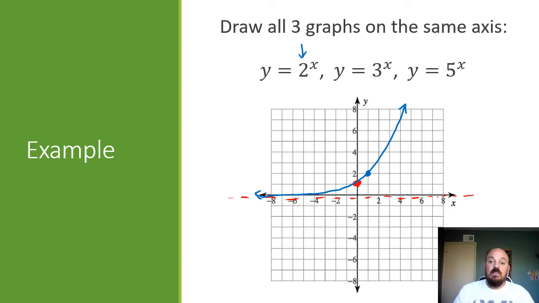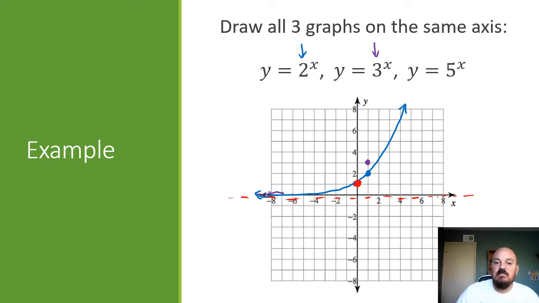Now let's do 3 to the x. Again, I'm going to use the 2 red parts, the horizontal asymptote and that first point I drew right here. Those are parts of all 3 graphs. Now if I'm drawing 3 to the x, the only difference is that second point is going to be (1, 3). So I go over 1 and up 3, and I put a point right here. And what you get is a graph that looks almost the same, but it turns up a little bit more sharply. It's a steeper curve.